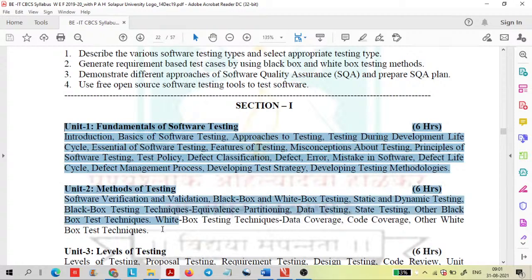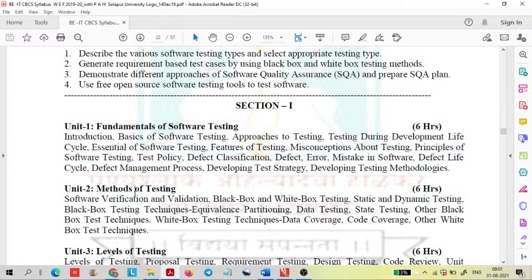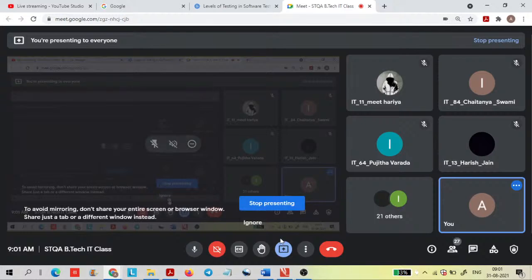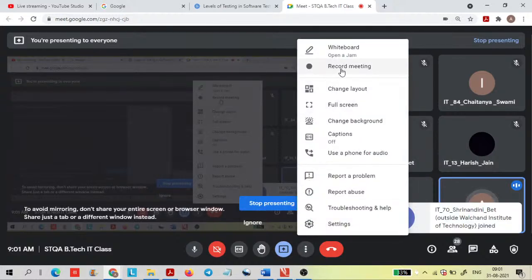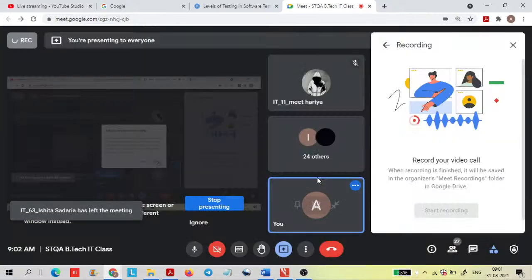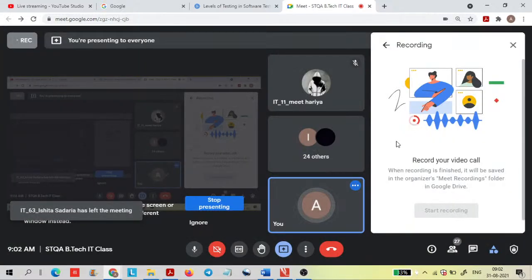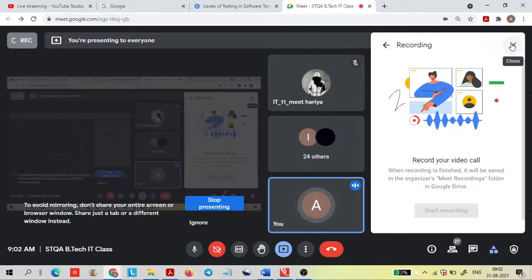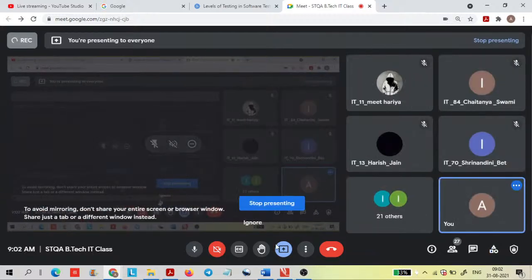So in the previous class, we completed these two units. Your second unit mainly covered the black box and white box testing techniques. So we have covered both white box and black box testing techniques, and we'll discuss them with some assignments in a tutorial section.